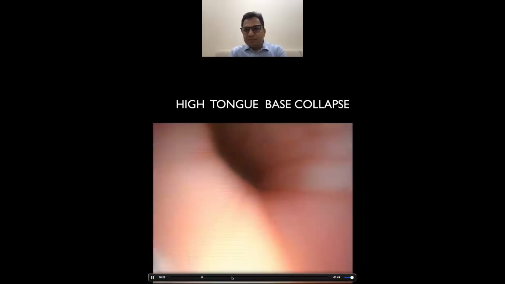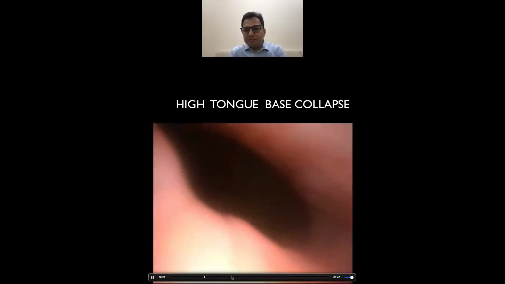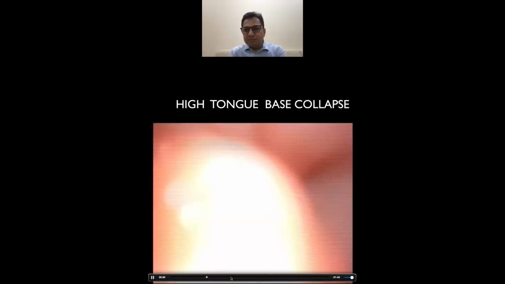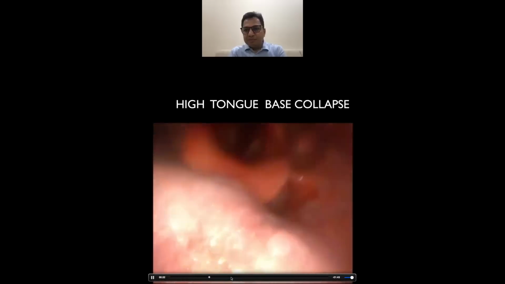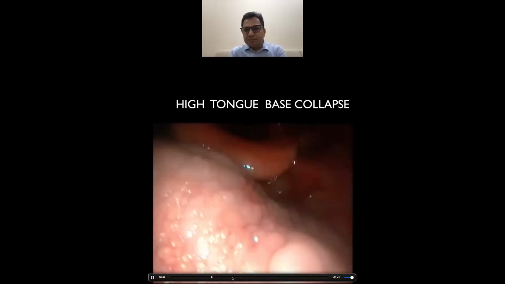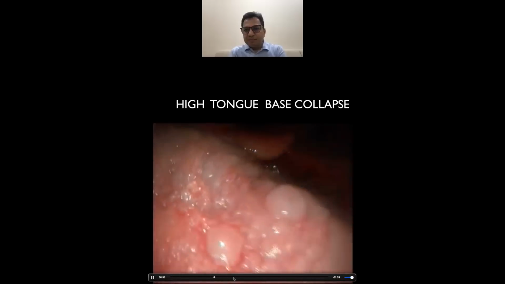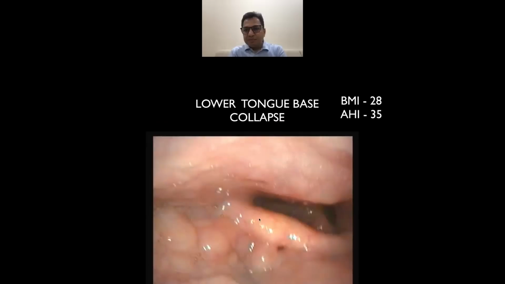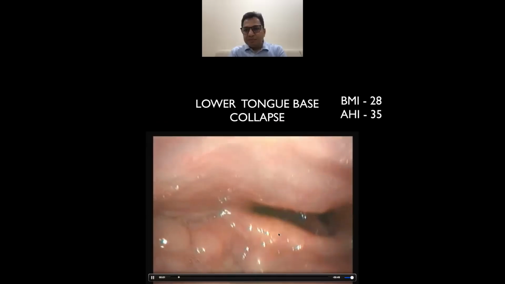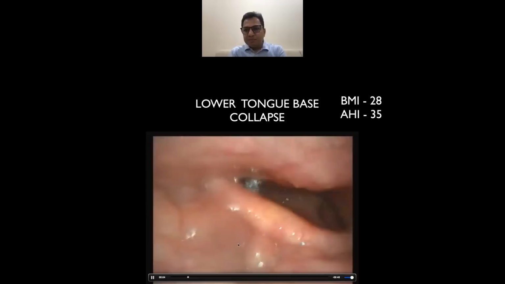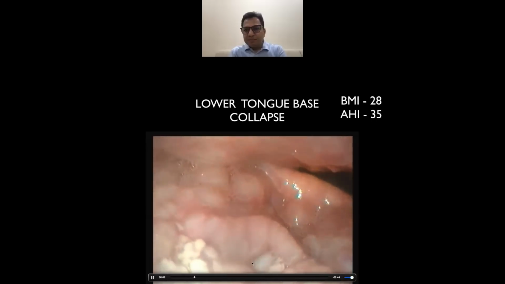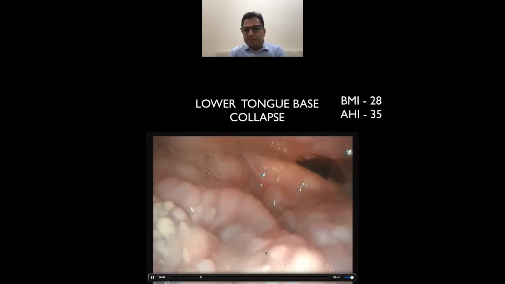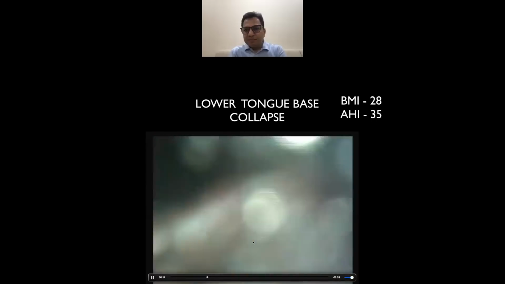Right? This is my own surgical failure. In 2007, I did a palatal surgery, and the patient started having a little bit of retropalatal collapse and a little bit also of upper base of tongue collapse. So this is the upper base of tongue, right? Whereas this is the lower base of tongue. In the lower base of tongue, you can see mostly the lymphoid tissue, the vallecula below the foramen cecum. Above the foramen cecum is the high base of tongue.